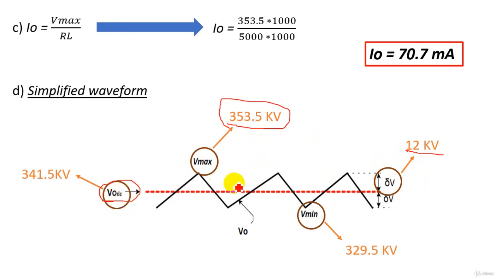So this is a complete example of the half-wave rectifier circuit: how we can design the value of the smoothing capacitor to limit the ripple voltage, how to calculate the DC output voltage, and how to obtain the maximum and minimum voltage of the output voltage of the half-wave rectifier circuit.